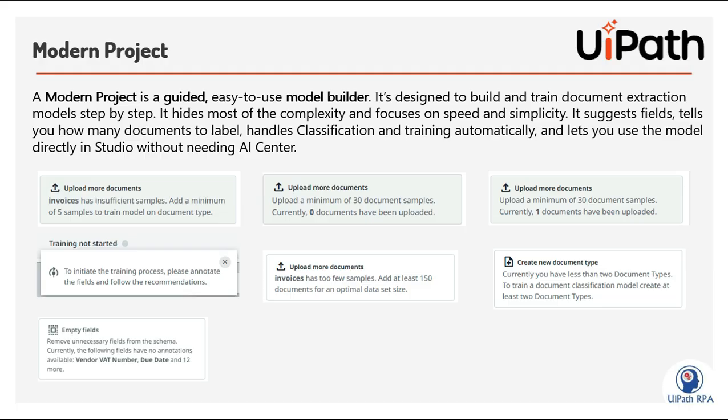It will also recommend for the empty fields, like remove the unnecessary fields from the schema. Currently, the following fields have no annotations available, like vendor VAT number, due date. It means from your documents, let's say you are processing invoice document, and whatever pre-trained document type that you are going to use, might be it has all the fields there, but in your invoice document, those fields are not available. So you can remove those things from your schema, from your model. So it guides you this way.